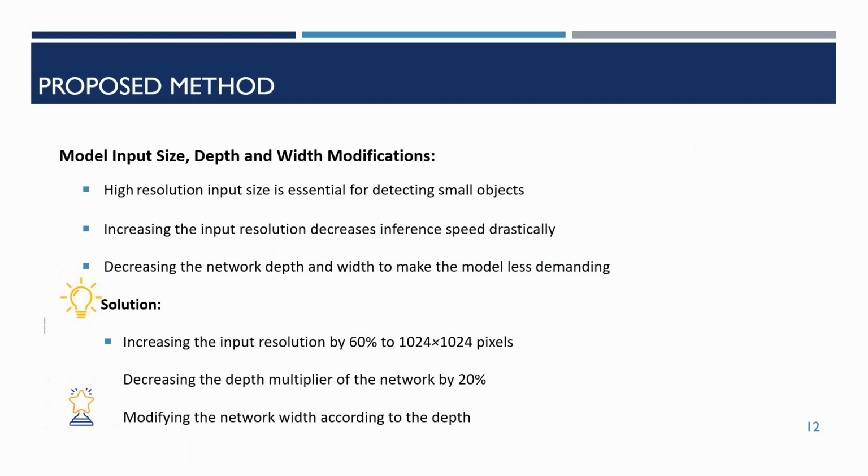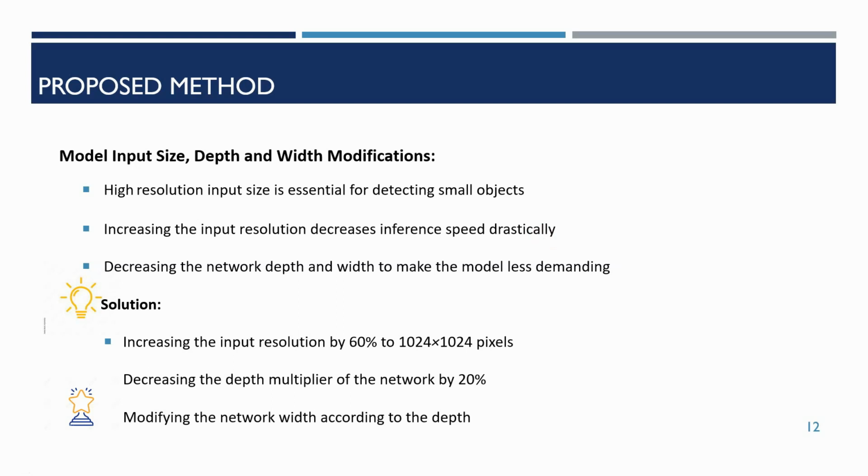Our other solution was to modify model input size, depth and width. Higher resolution input size is essential and helpful for detecting small objects. Increasing the input resolution decreases inference speed drastically. Decreasing the network depth and width to make the model less demanding can be a solution.